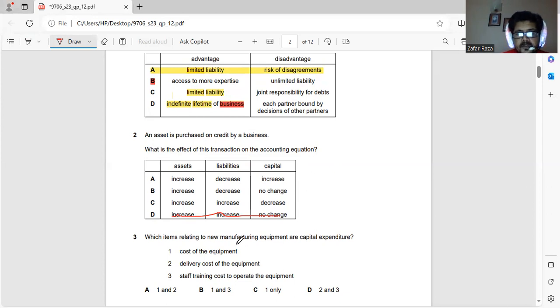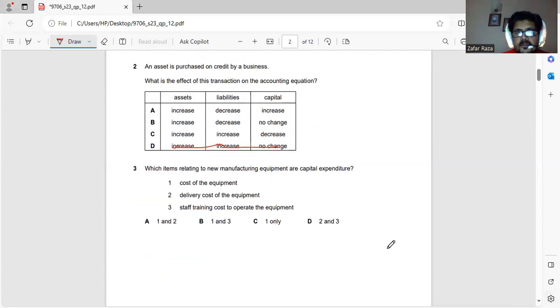Okay. Now come to item number 3. When we buy any asset, again I'm repeating answer number 2. When we buy an asset on credit, the asset is increased, the liabilities are also increased, but it has no effect on capital. Now come to which items relating to new manufacturing equipment are capital expenditure.